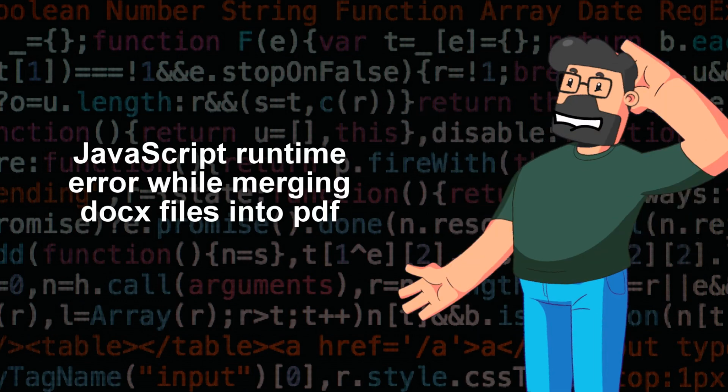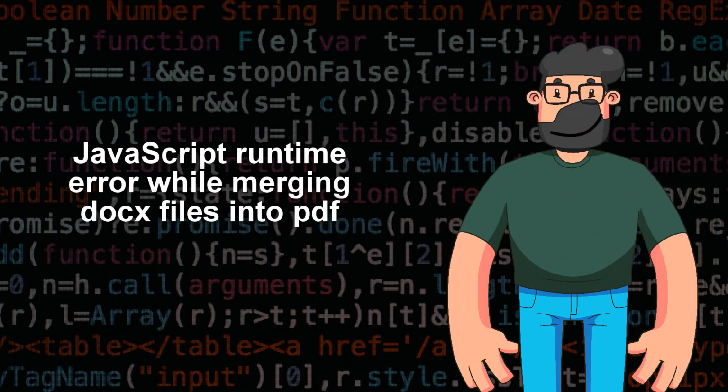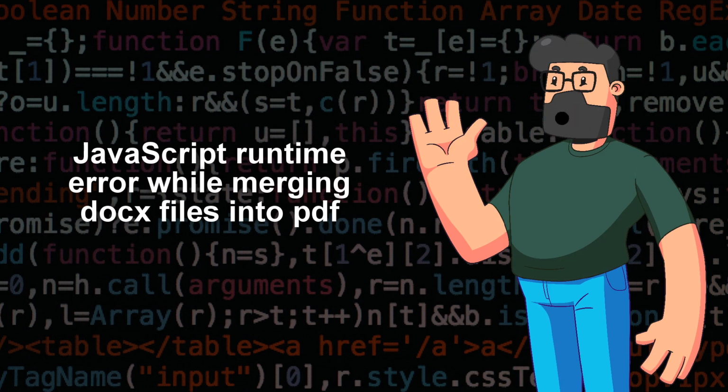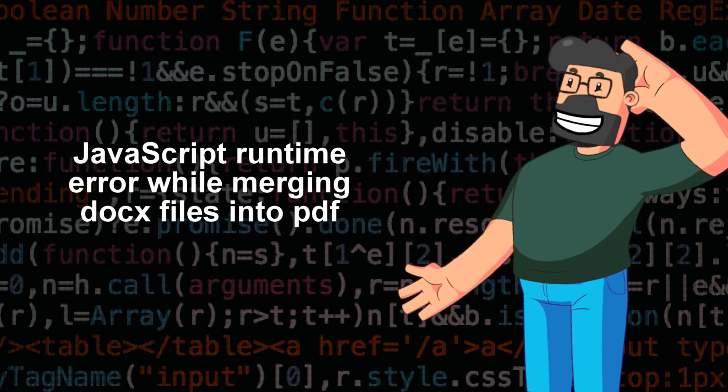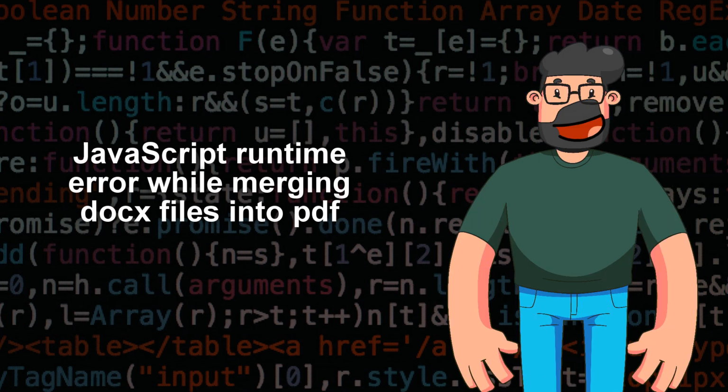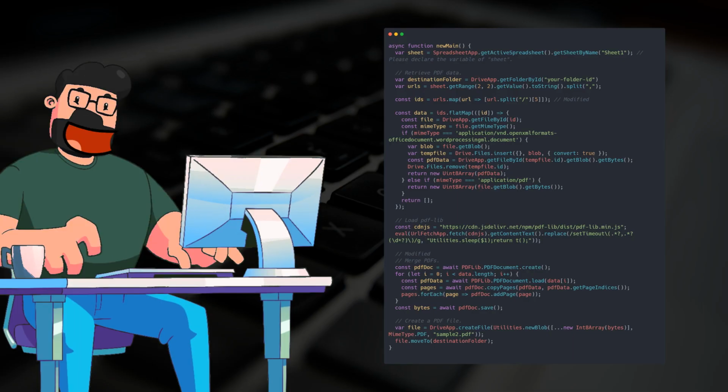Today, we're diving into a fascinating problem that needs solving. So let's jump right into it. The problem we're tackling today is a tricky one. We have a script that's meant to merge multiple docx files into a single PDF. However, when we try to run the script with a specific set of URLs, we encounter a JavaScript runtime error. Not ideal, right? Now, onto the solution.